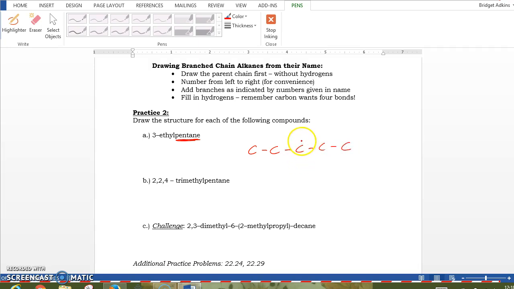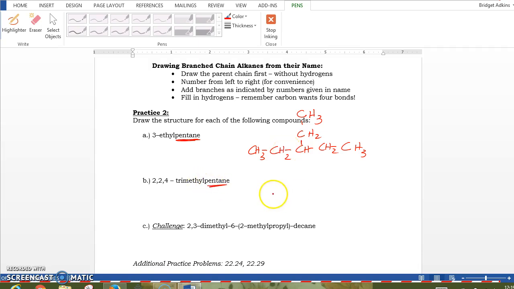coming off of the third carbon, which it doesn't matter which way we number it, we have an ethyl group, and so that'll be our ethyl branch. So then we could fill in CH3, this one is CH2, this one's just CH, CH2, CH3, CH2, and CH3 to satisfy the octet for the carbon.